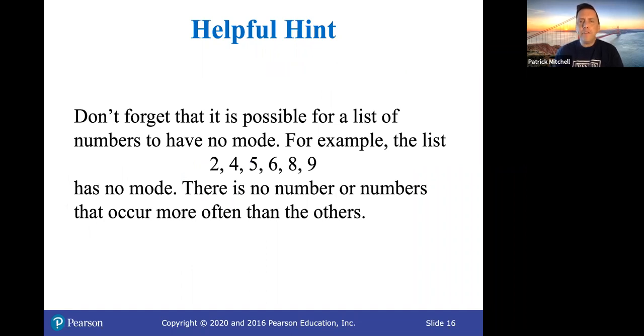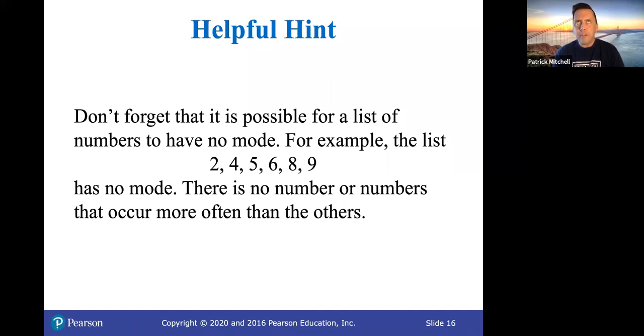And then finally, don't forget it is possible for a list of numbers to have no mode. So for example, in the case where each number occurs only once, you would say that that has no mode, okay? Now, I'll just point this out really quick. Let's say there was another 2 and another 9. So there were 2 2s and 2 9s. Usually in that case, we say that the 2 and the 9 are both modes, all right? If you have 2 numbers that are tied for occurring the most often, then we usually do say that those are both modes.